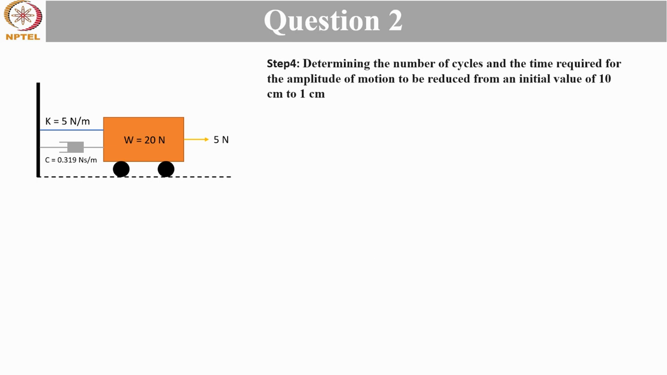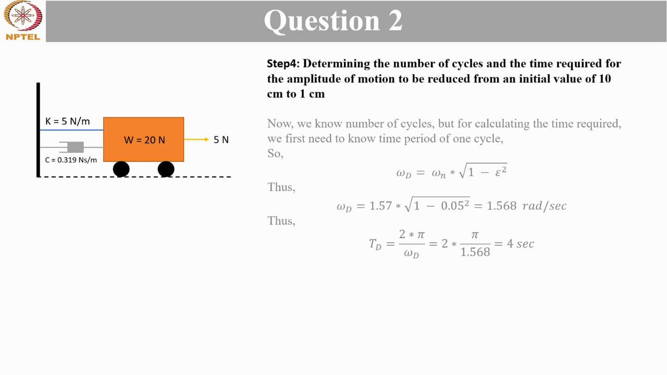Now second is to calculate the time required. But for this, first we need to know the time period of one cycle. We know the natural frequency of the system, and we know epsilon. So damped natural frequency will be equal to omega n times under root of 1 minus epsilon square. Omega n value we calculated in step 1, and epsilon we knew from the question. So omega d will be 1.57 times under root of 1 minus 0.05 square. So it will come out to be 1.568 radian per second.